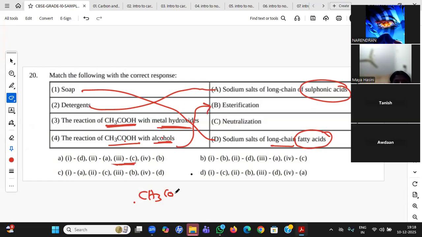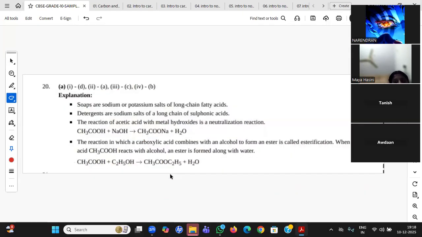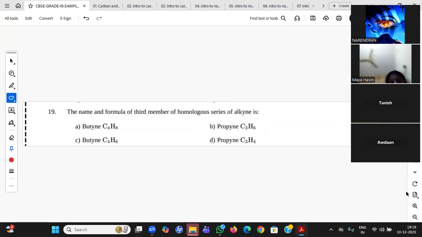CH3COOH plus metal hydroxide. What is this? Acetic acid, that's an acid, plus base. Very good. Acid plus base will give a neutralization reaction, nothing but salt, which is CH3COONa plus water. Okay, acid plus base is a neutralization reaction. Okay, last question for the session. Very good, Maya. Right answer.